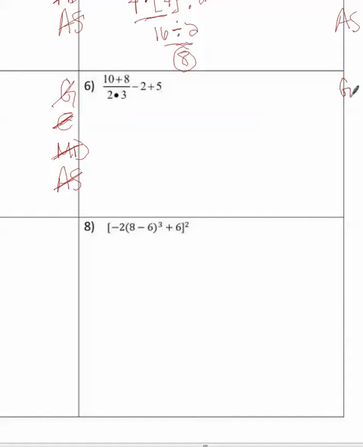Let's look at number 6. Looking at number 6, you want to evaluate this fraction bar as a grouping. So you're going to evaluate that first. To go further, you need to evaluate the numerator first, then the denominator, so then you can treat it as a fraction. So for example, completing the numerator first, 10 plus 8 is 18. Then you complete the denominator. 2 times 3 is 6. So now simplify your fraction. 18 divided by 6 is 3.